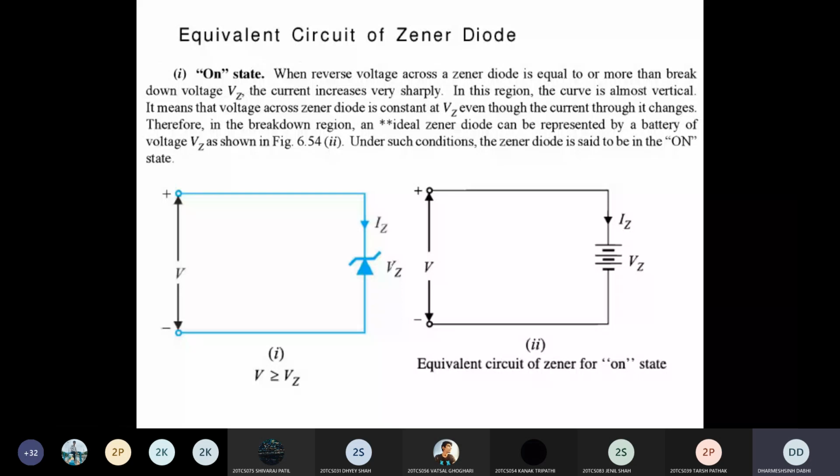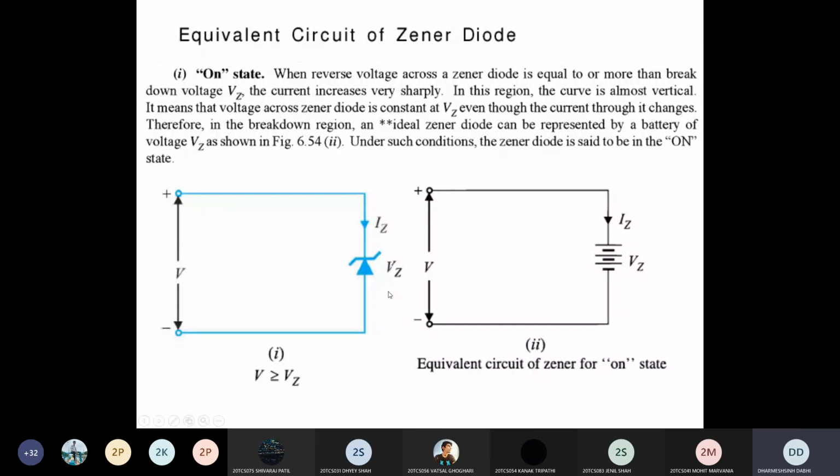Yes, anyone can guess this? In which condition is your Zener diode off? Supply voltage is less than Zener voltage. Yes, very good. So when your supply voltage is less than the Zener voltage, it means the supply voltage is not sufficient to break down your Zener diode.